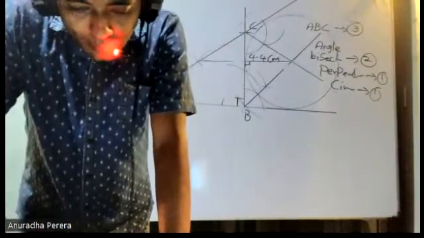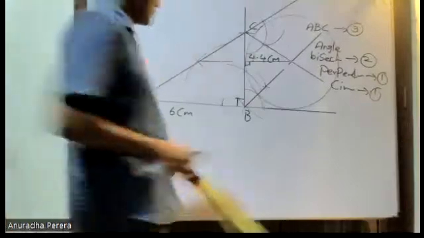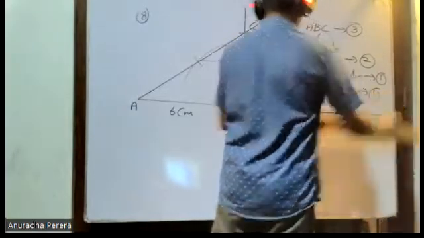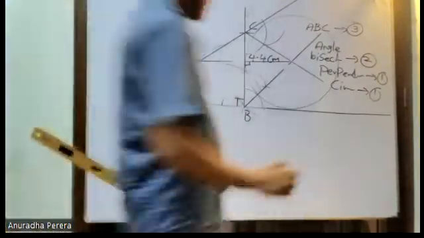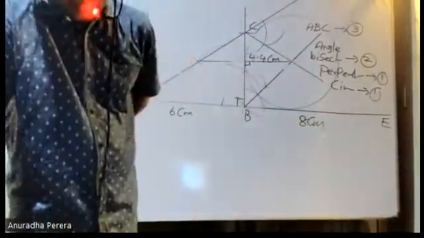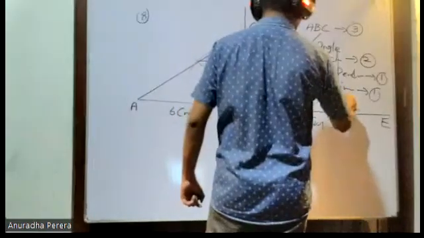Then the next step. Mark the point E on AB, produce AB such that BE equals CA. One mark for that. BE, 1 mark.